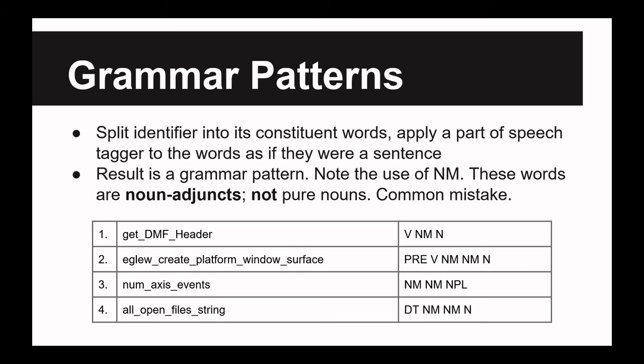An easy way to see this is to put a dash between the words. For example, DMF-header. It is common to mistake these for regular nouns, but the correct annotation for these is noun adjunct. Modern taggers make this mistake a lot when annotating identifiers, as we will see soon.